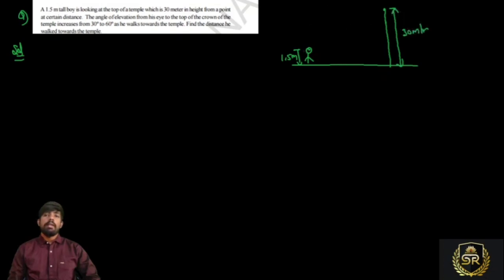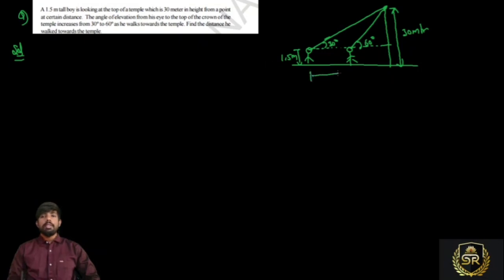Now he is looking at the top, and the angle of elevation is given. The angle of elevation is 30 degrees. When he reaches here, still looking at the top, the angle of elevation changes to 60 degrees.